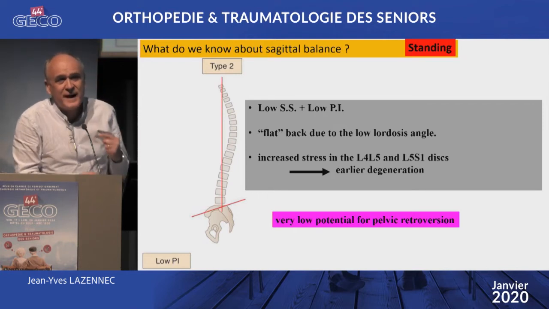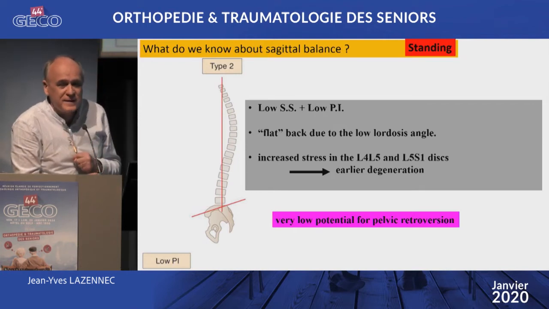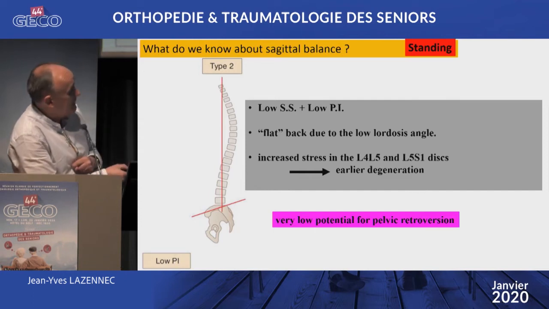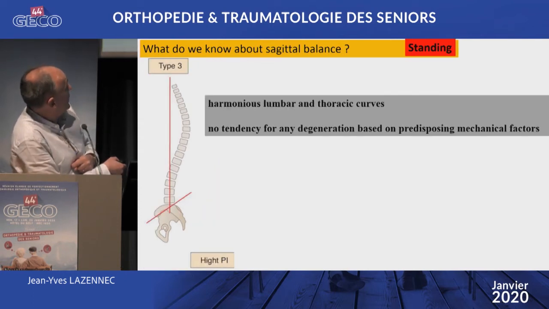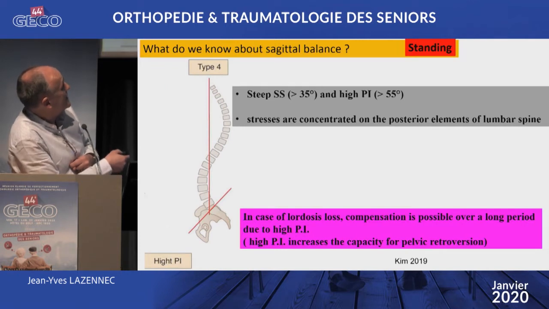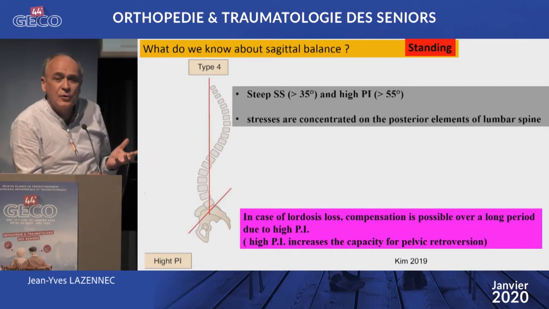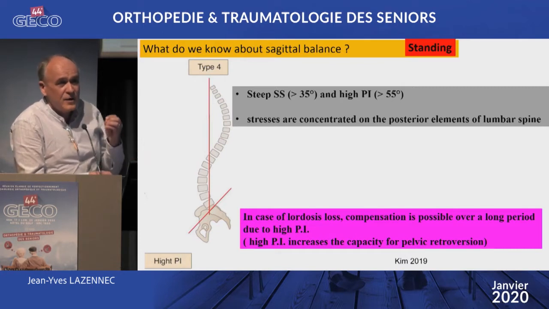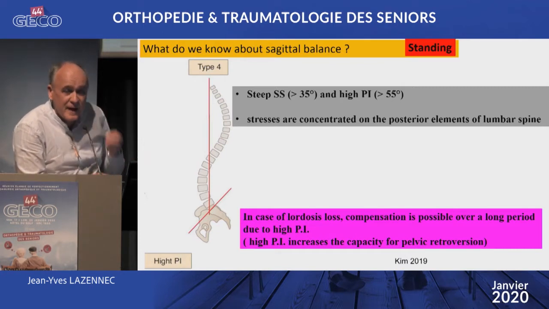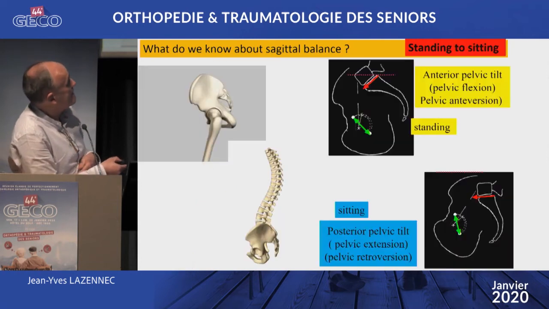So the message here is that we should focus on those patients with a low pelvic incidence below 45 degrees. When it's a higher pelvic incidence, no problem, and we've recently published a paper on this, there is a compensation. So beware of aging patient with a low pelvic incidence.